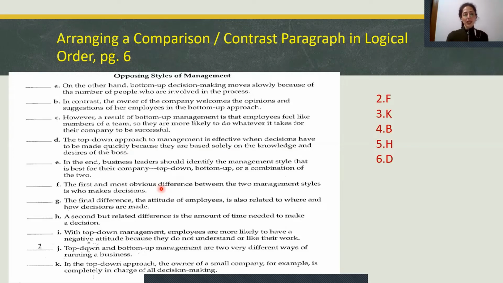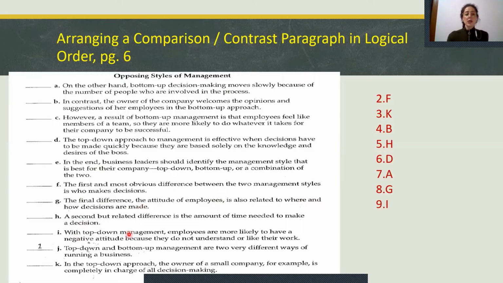Yeah, maybe seventh, A. On the other hand, again, a contrasting phrase, we will learn about them. Bottom-up decision-making moves slowly because of the number of people who are involved in the process. Eighth, G. The final difference. Okay, it is talking about the difference, farklılıklardan bahsediyor. The attitude of employees is also related to where and how decisions are made. Okay, the attitude of employees'ten bahsetti.